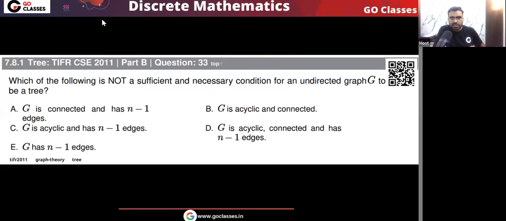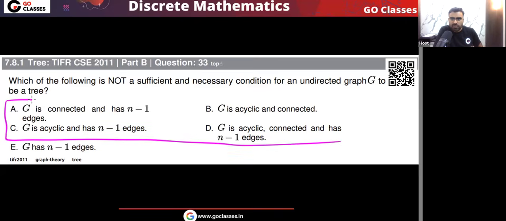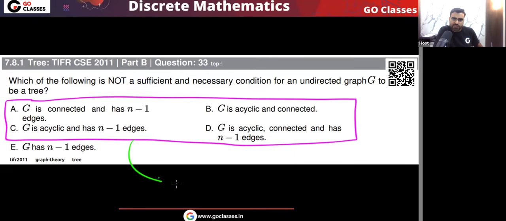Tell me, let me know one thing. What about this option E? Is this necessary or sufficient or what? Tell me. So here I am asking, see, these are necessary and sufficient for a tree. All these are the definitions of trees. All of them. These are the definitions. These mean these are necessary and sufficient for a tree.